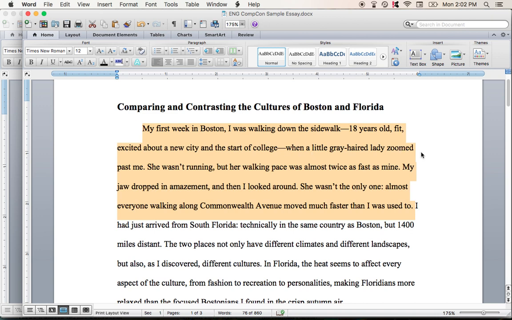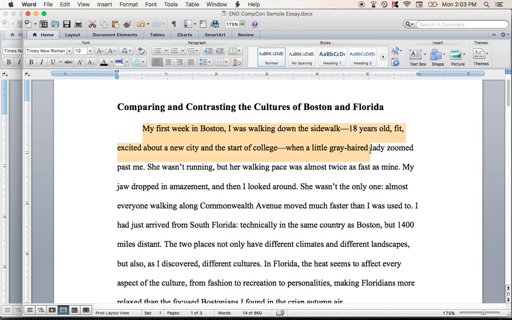So in this case, the hook is a little bit of narrative writing, right? It's got a little bit of descriptive writing, but mostly it's telling a little story, right? We start with the time, my first week in Boston, and we're in a particular place. We're on the sidewalk. I was walking down the sidewalk in Boston. And then a little bit of description of the writer, 18 years old, fit, healthy, excited about a new city and the start of college. So we know why the writer is in college, why he's in Boston. He came here to go to school.